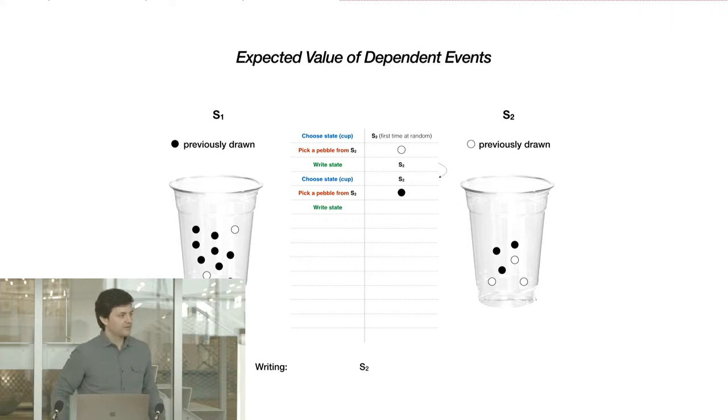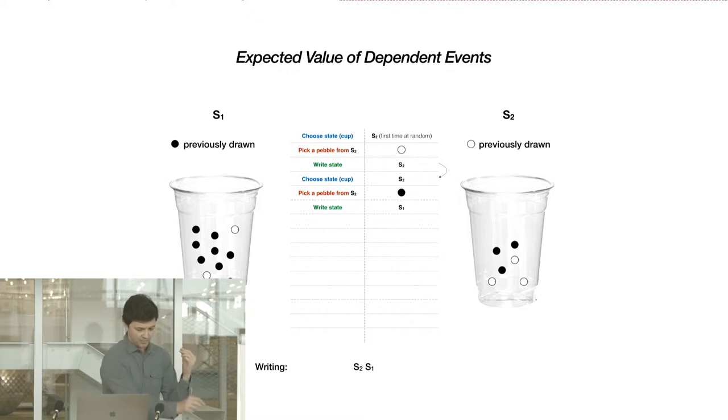What state corresponds with what just happened? I drew a black. One. State S1 says you previously drew a black. So the S1 state describes what just happened, so I write state S1. As you can see, first I picked up the right cup, took white, wrote S2, put it back, picked the cup according to what was previously happening, which is S2, white. Then I pick again from this cup, and this time I take a black one, and black is described by S1, so I write S1 now.